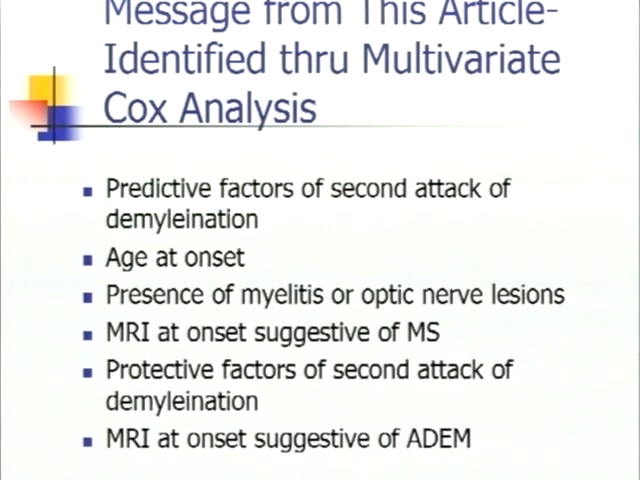So the bottom line from that study is this slide, okay? The factors that were predictive of a second attack tend to be the age of onset, with those of older onset likely to have a second attack of demyelination. The presence of either transverse myelitis or optic nerve lesions tended to be more predictive of a second demyelination attack. And an MRI, obviously suggestive of multiple sclerosis, was predictive of a second attack. Something that suggested that it would only be a monophasic illness was an MRI at onset suggestive of ADEM.